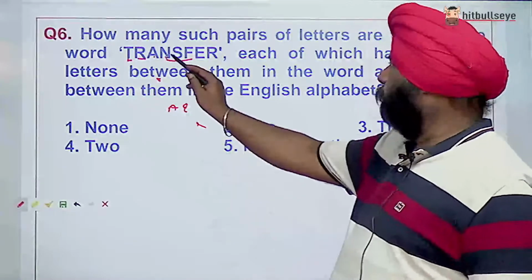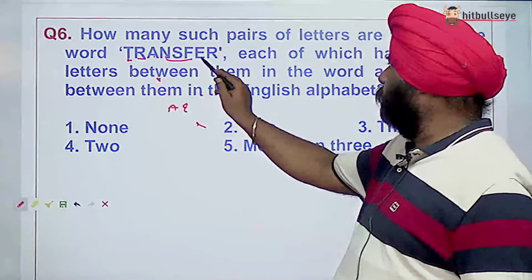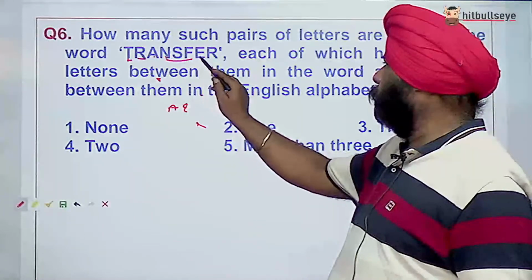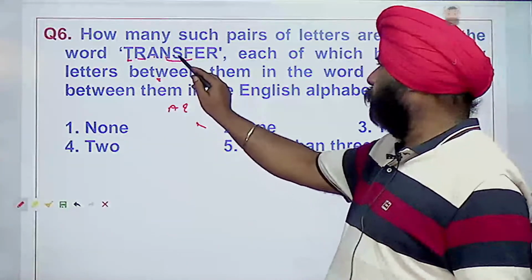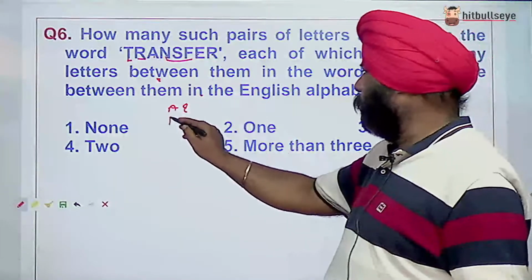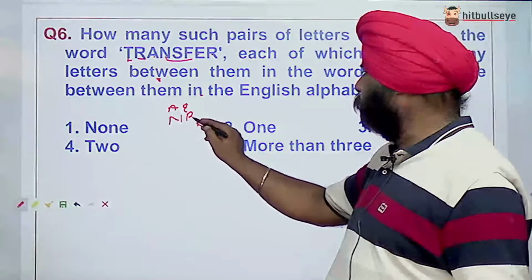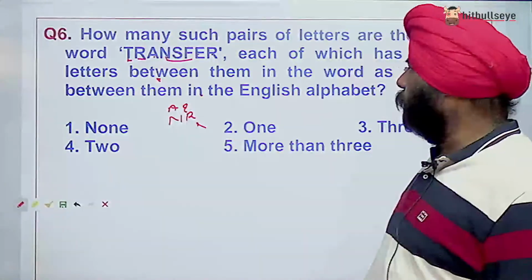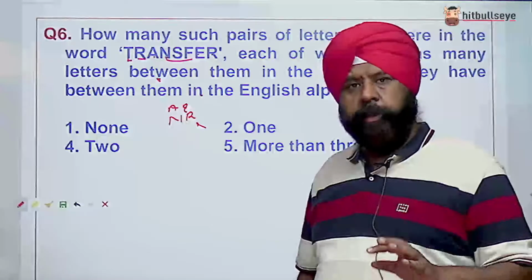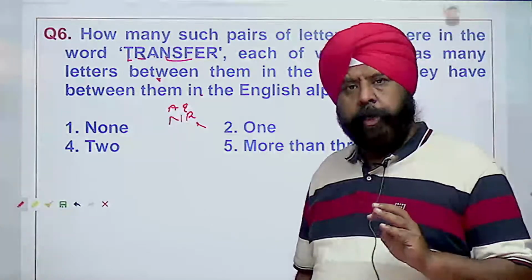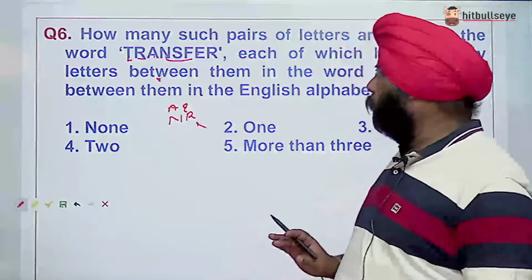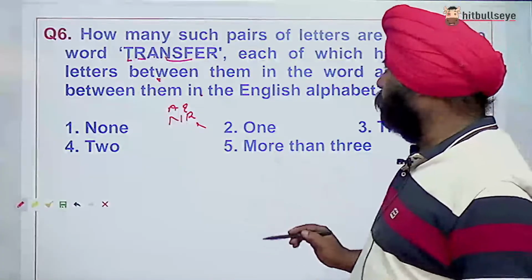Now A, B, C, D, E, F. So one is there. Now I start with N. O, P, Q, R. I repeat, N, O, P, Q, R. So NR is the other pair which has as many letters in this word as there are in the English alphabet. So in English alphabet there are 3 letters between N and R: O, P, Q. Here they are the same, that is 3 in transfer. So NR is the other pair.